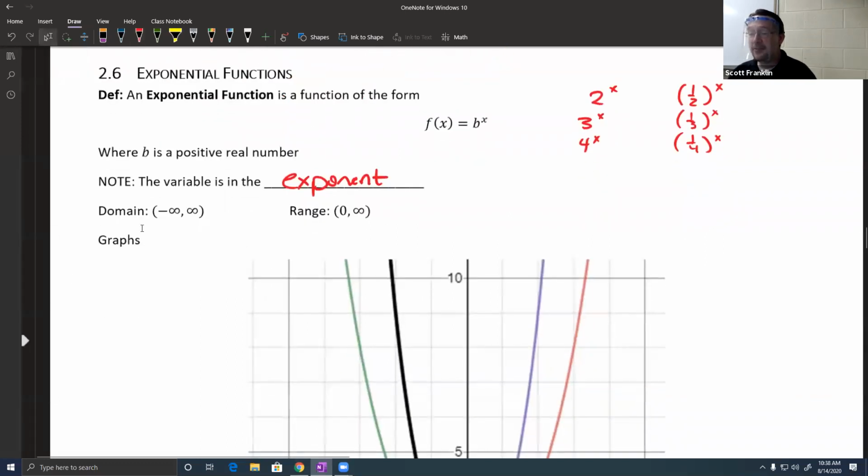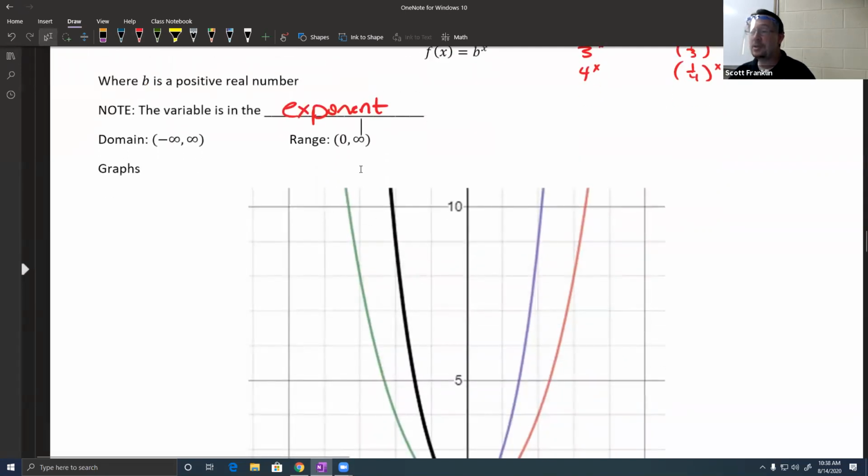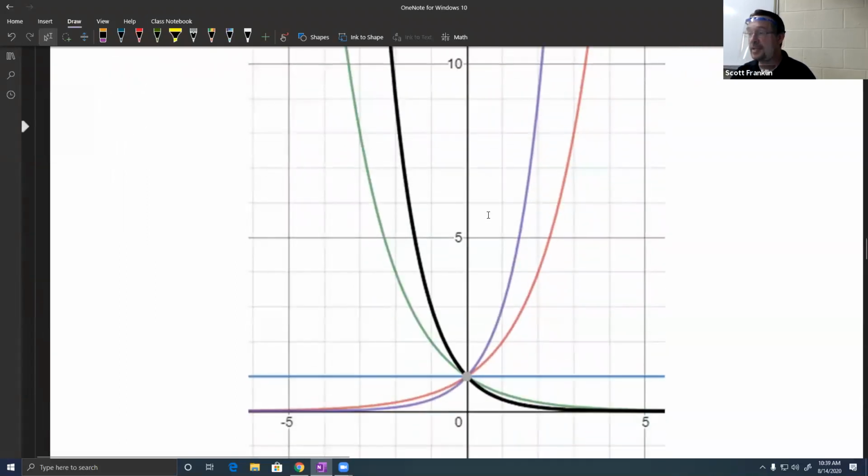The domain for all of these is the entire real number line. You can plug in any number into one of these x's and get an output. The range for all of them starts but does not include 0 and goes up. Okay, and you can see that from all of these graphs.